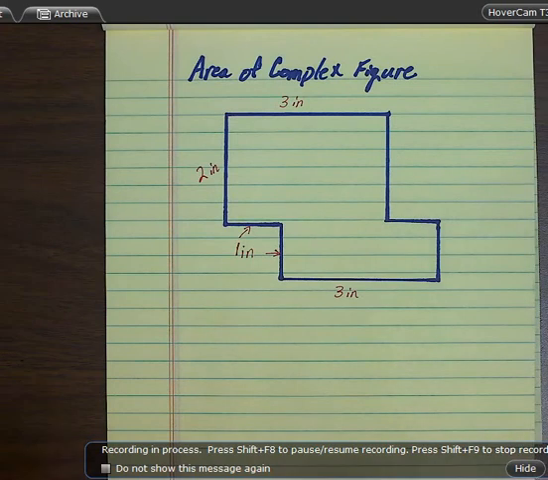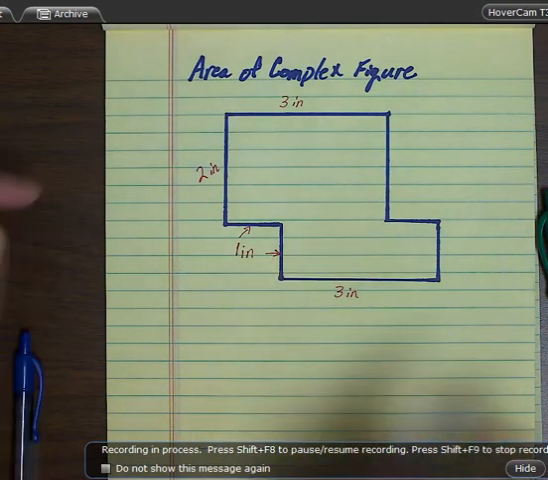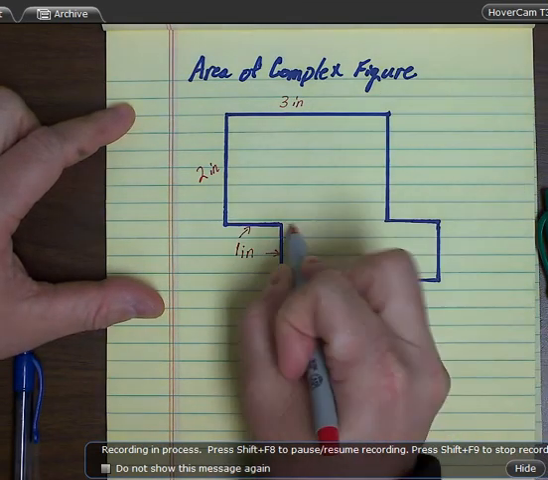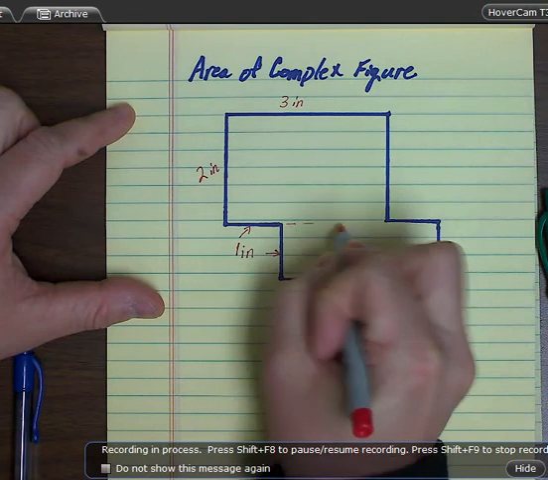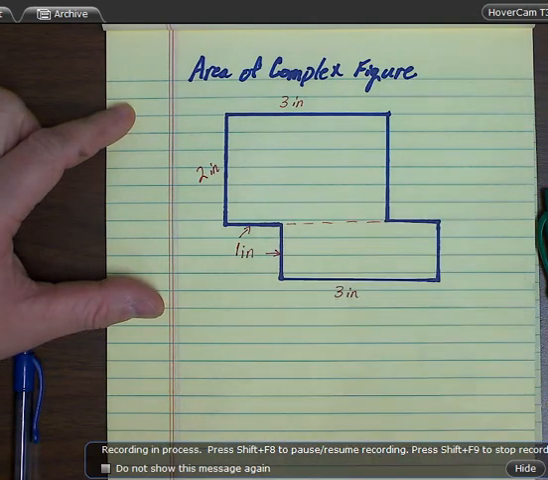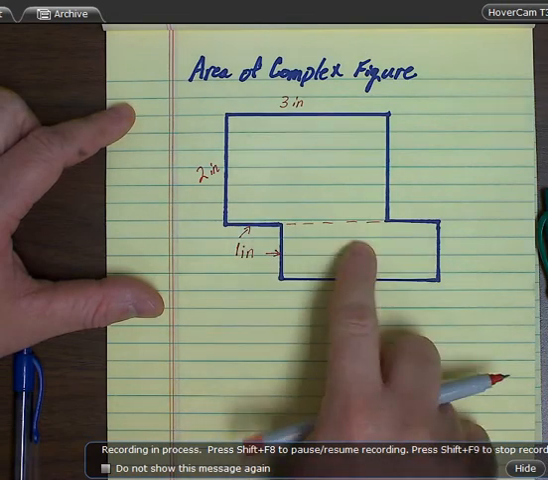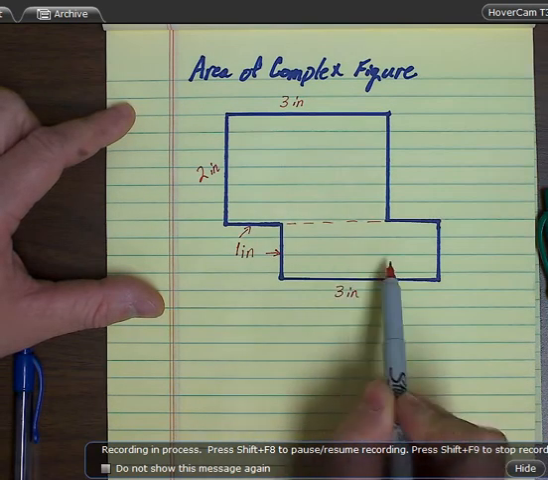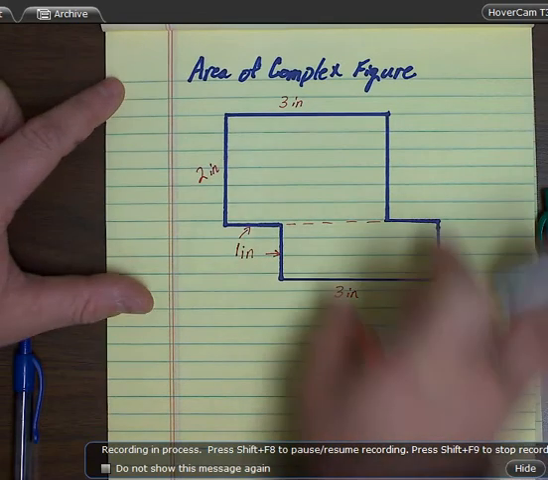If you notice, you can pick out, or dissect, or take apart two different figures from this one figure. What I mean by that is, if I could draw an imaginary line here, I'm just going to do a dotted line this way, and now I have two rectangles. I have a rectangle here and a rectangle here. So I need to find the area of this rectangle and the area of this rectangle, and then add them together to get my total area.